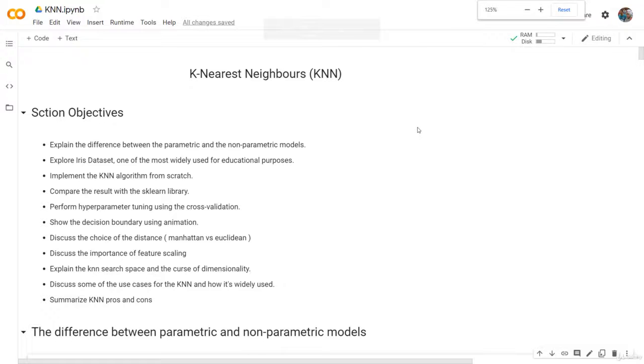So by the end, you have a clear idea about what are the cons of using KNN and what are the pros of using KNN.